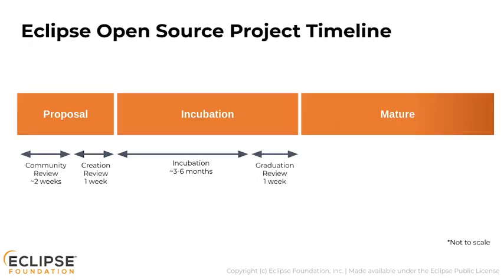Once made publicly available, the proposal will be available for community review for a minimum of 2 weeks. The community review period provides a means for community members to review the project proposal and ask questions. The proposal can be updated during the community review period. The project team may choose to add additional committers or interested parties or tweak various aspects of the proposal.